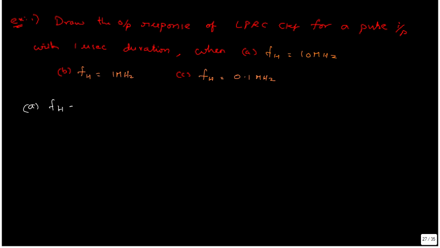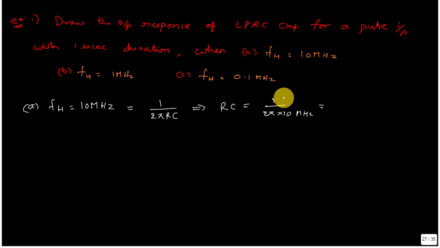fH is equal to 10 MHz, and we know fH means the upper cutoff frequency of a low pass RC circuit. That value can be calculated by using 2 pi RC. So from this you can calculate the RC value. RC is equal to 1 by 2 pi into 10 megahertz.